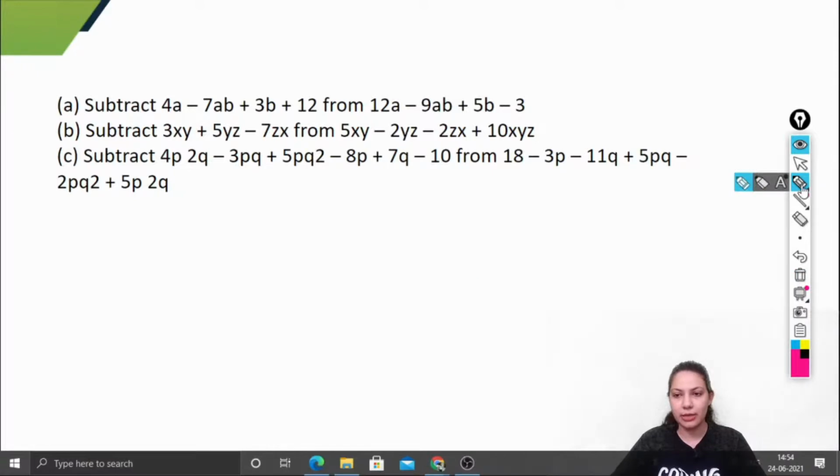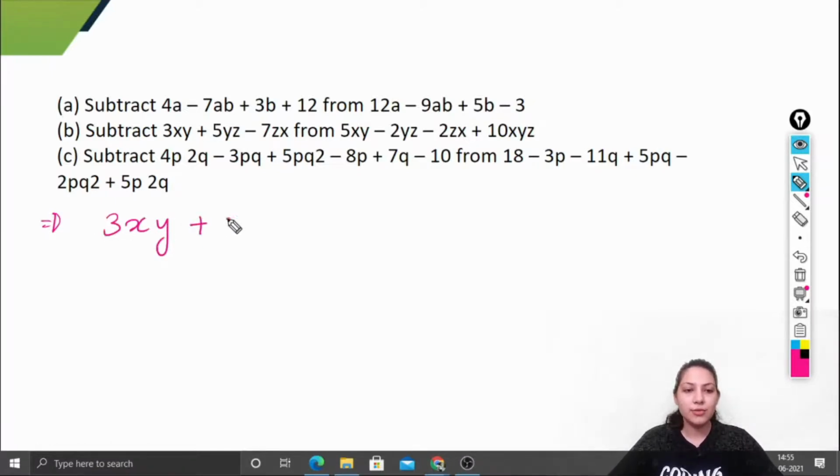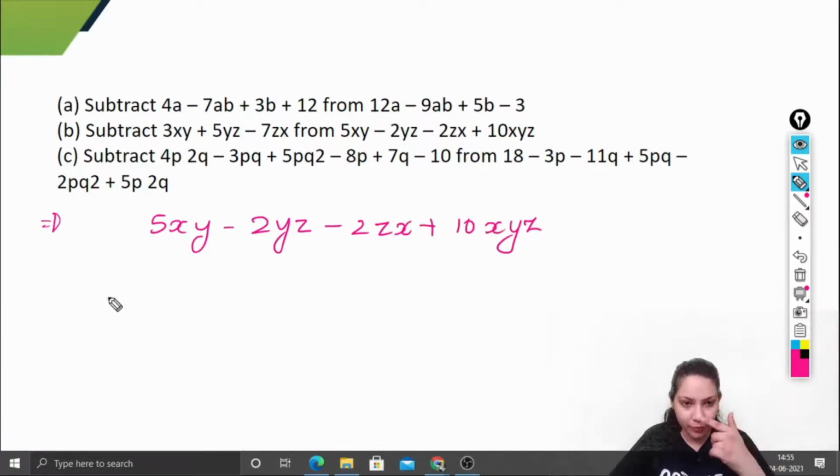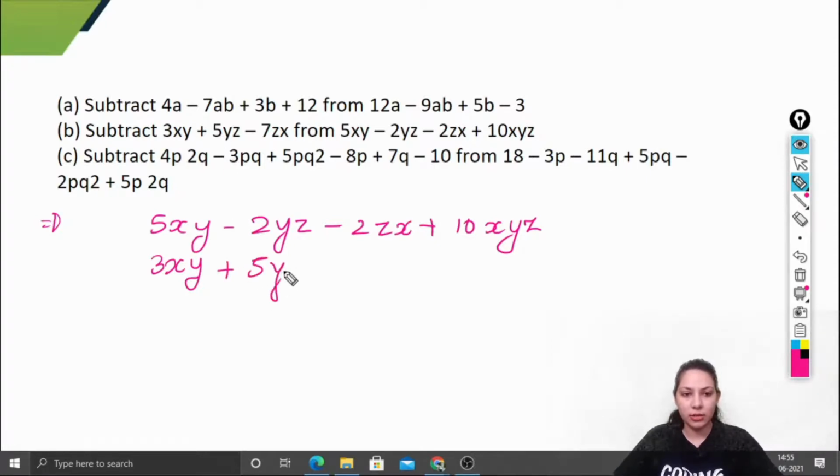Now let me erase, let us do the second part. And the third part I'll give you as homework. So let's do that. 3xy plus 5, again we have to write, here it is written from. So 5xy minus 2yz minus 2zx plus 10xyz. We have to subtract this. So 3xy, 5yz, 7zx from here, and nothing from xyz, so plus 0.